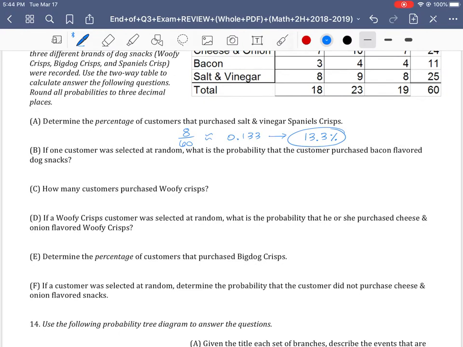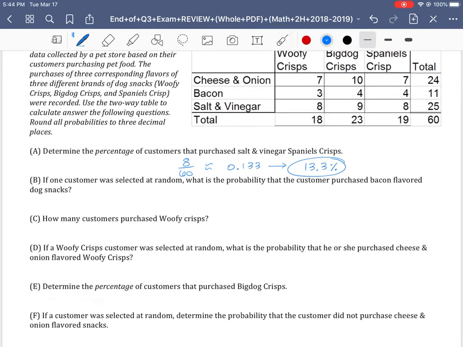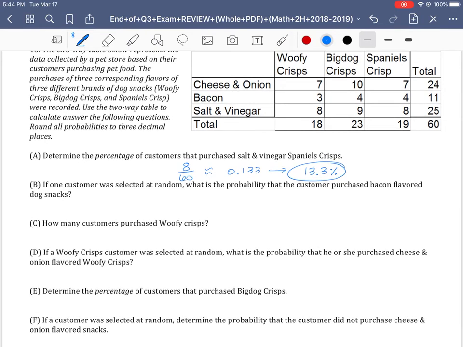Part B, if one customer was selected at random, what is the probability, so now we're looking at probability, that the customer purchased bacon-flavored dog snacks. So if we come up to the top, we look for the bacon flavor. That's in the second row. Doesn't say anything else except they're bacon-flavored, so we're going to take 11. And again, it didn't restrict us in any way, so we put it out of the total. 11 out of 60, if we divide that in our calculator, gives us 0.183 as a decimal.